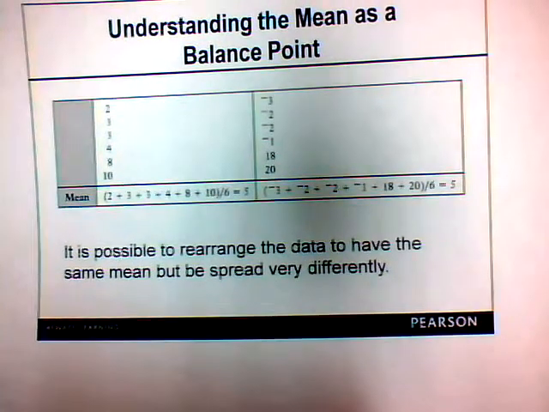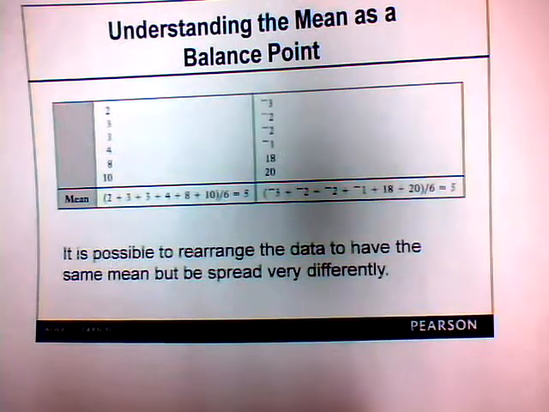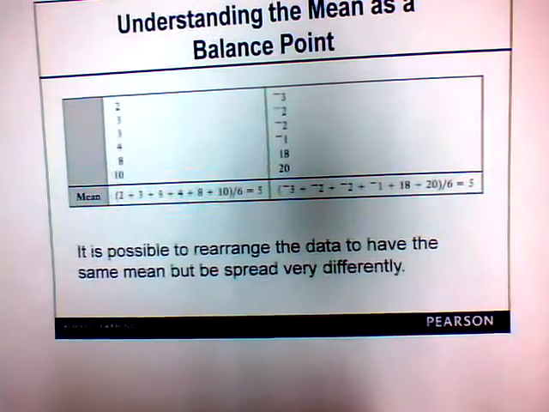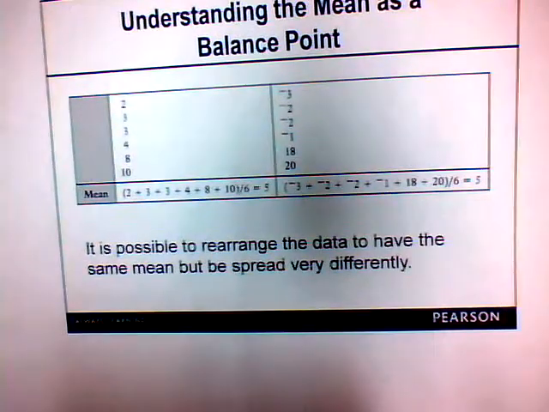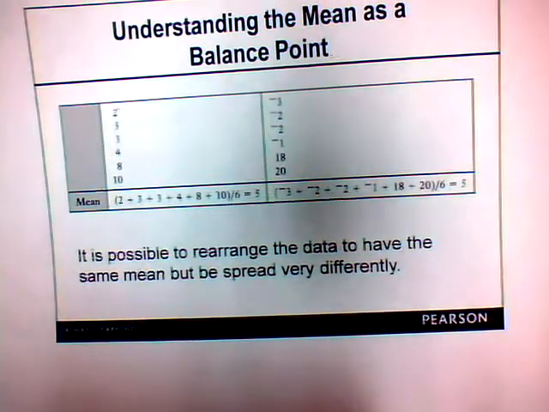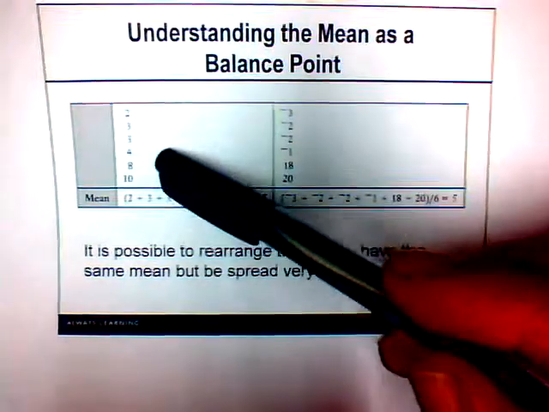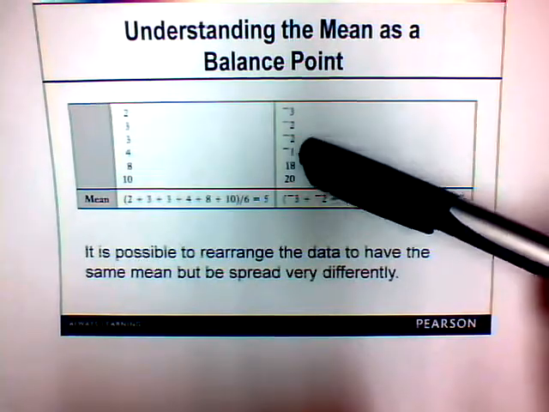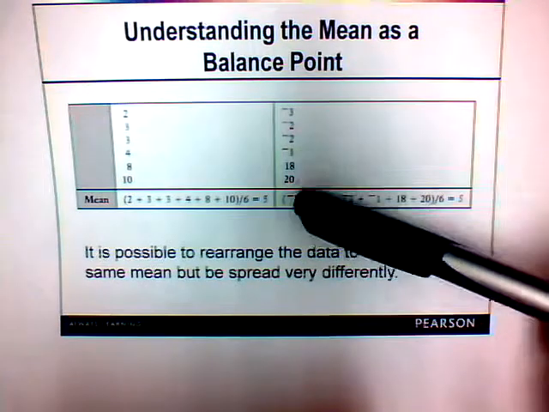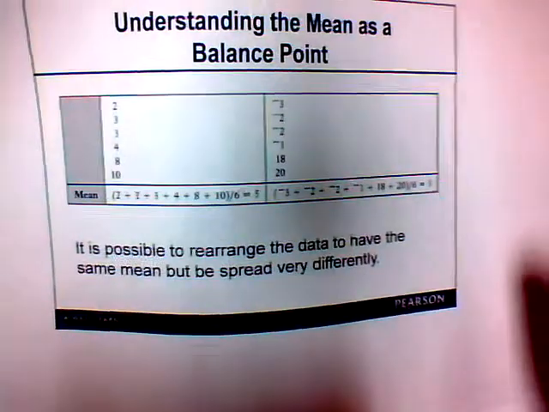So here the data can be rearranged to have the same mean, but they can be spread out very differently, because here you've got positive data values, but with this set you've got 4 of the 6 data values that are negative.